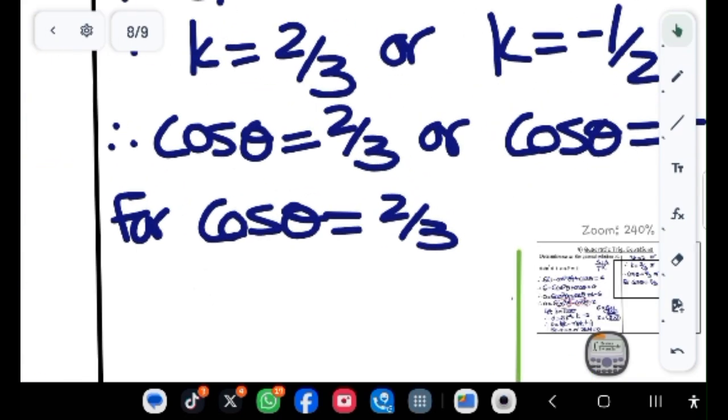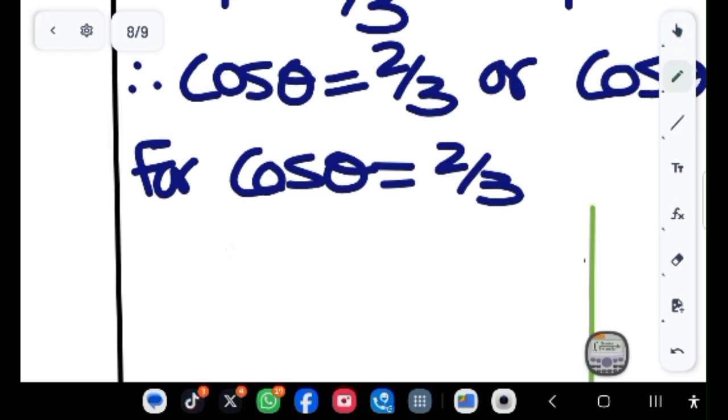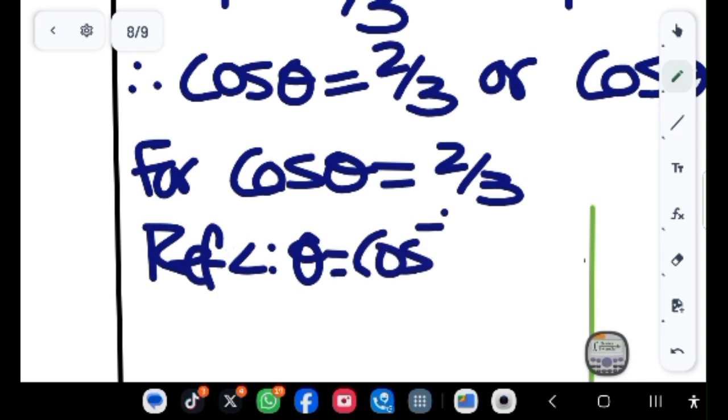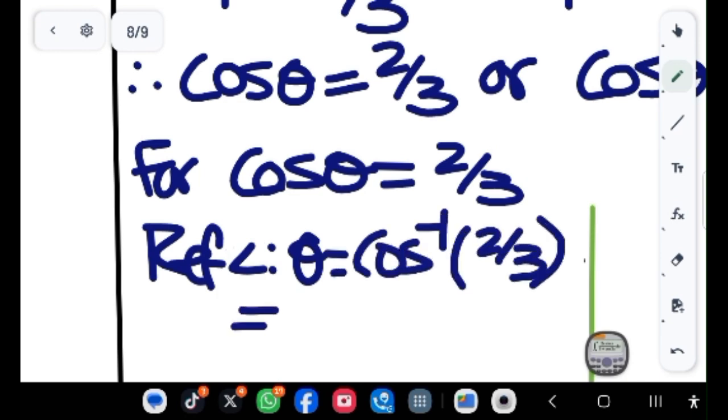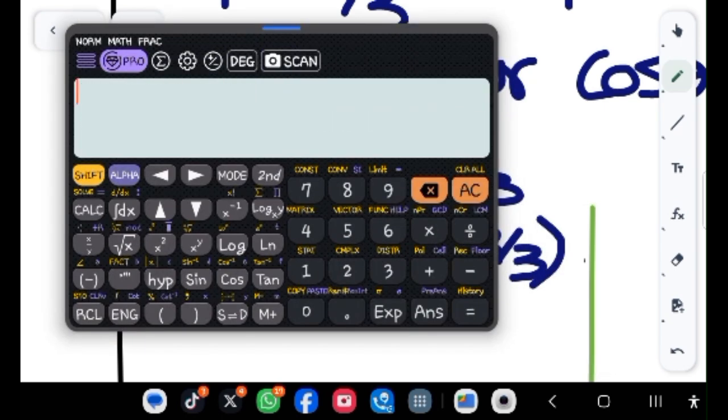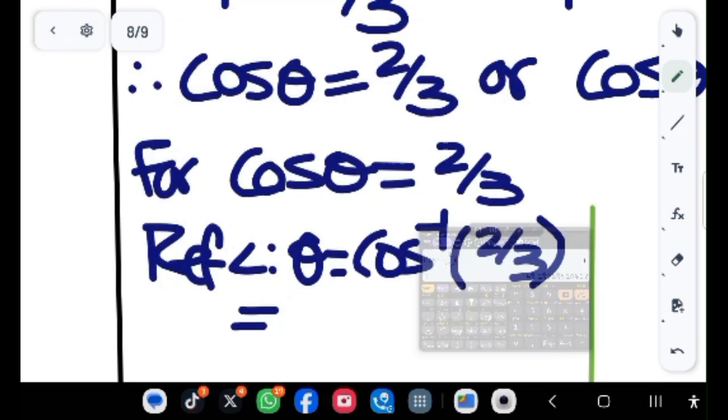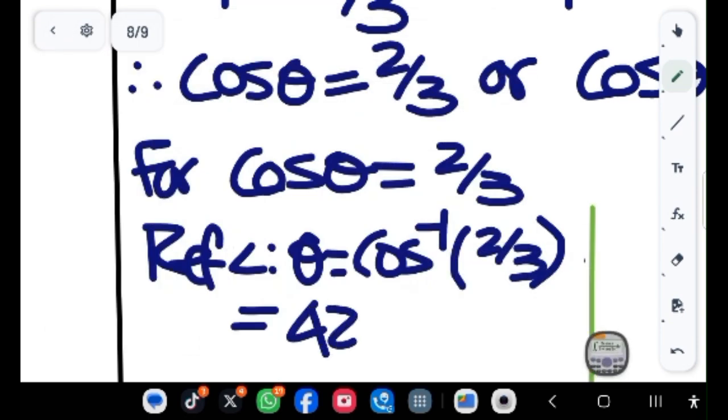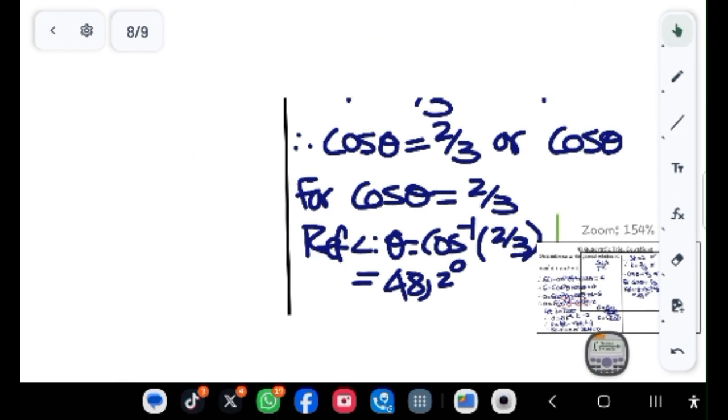We've got two options, two scenarios. Now let's find the reference angle. Okay, reference angle for this one is theta equals cos to the minus 1 of, shift cos, common fraction button, 2 over 3. That gives us 48.189. Let's leave it correct to two decimals. That is 48.2 degrees. That's the reference angle for this one.